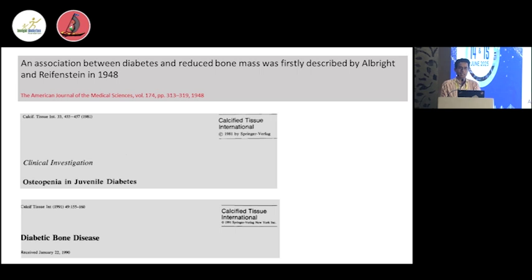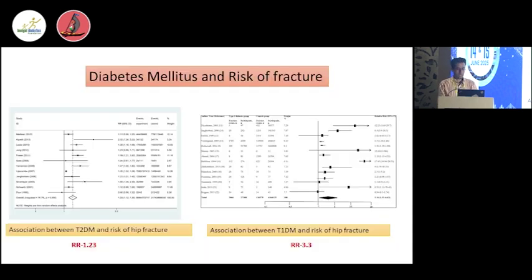Diabetes mellitus increases the risk of fracture in both type 1 and type 2 diabetes, with a relative risk of around 1.23 in type 2 diabetes and around 3.3 in type 1 diabetes. Look at one representative case in our institute: a patient with poorly controlled type 2 diabetes, a long-term history of back pain, and postmenopausal status for 10 years, who sustained a Colles fracture 5 years back.